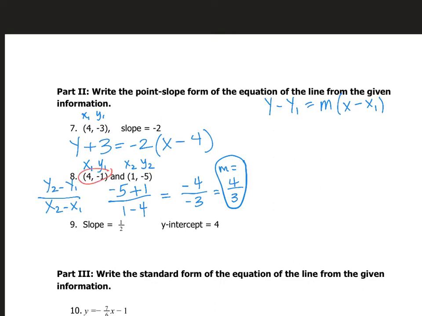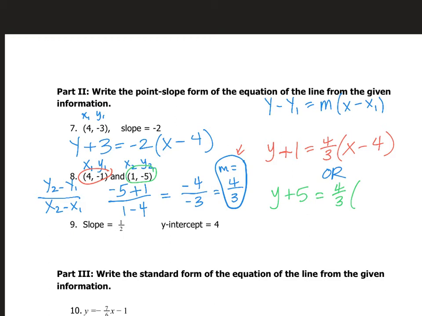One way, using the first coordinate and our slope, it would be y plus 1 equals 4 over 3 times (x minus 4). So that one is correct. Okay, there are 2 right answers. Or you can write it like this, using the second coordinate. So for this one, y plus 5 equals 4 over 3, parentheses, x minus 1. Both of those are correct. Either one, whichever one you like.